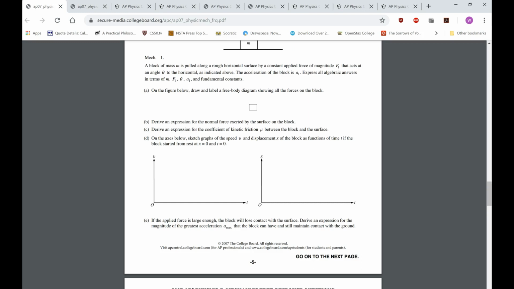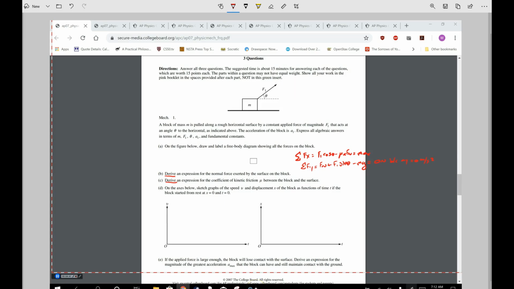If the applied force is large enough that the block will lose contact. So that's the thing that we really want to highlight here, this statement of losing contact. And you want to think about when we lose contact, what force is that relating to, right? The contact force is the normal force. If we lose contact, then we're saying that normal force is going to 0. This is right at the moment where we're about to lift off of the ground.